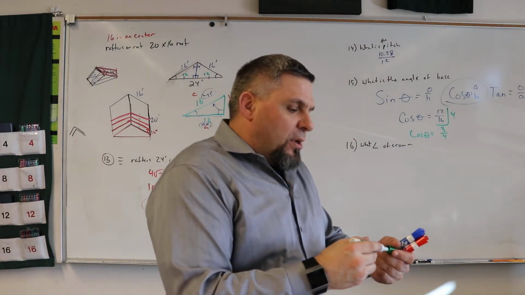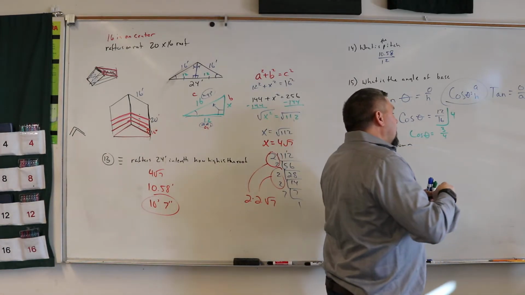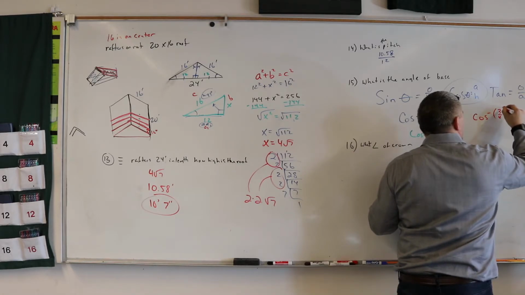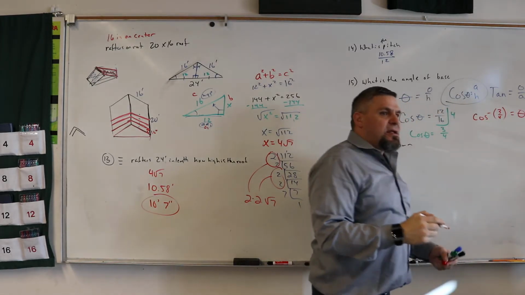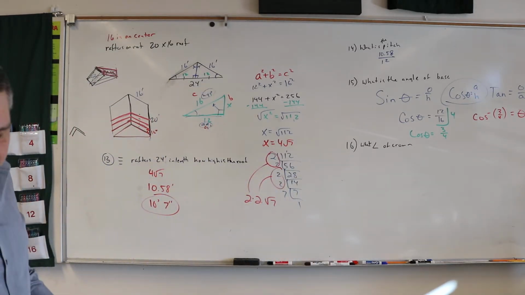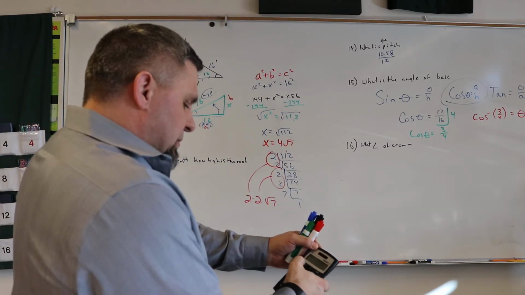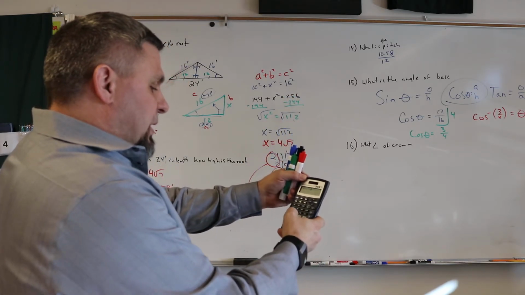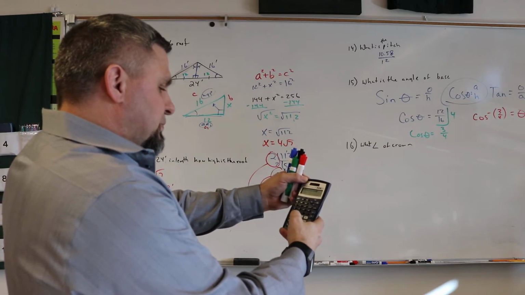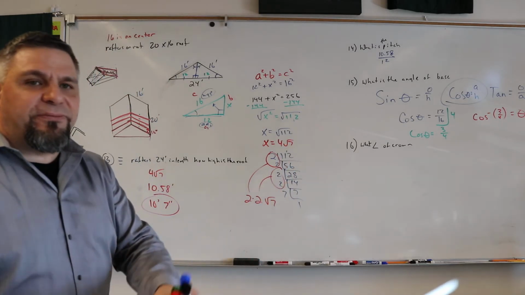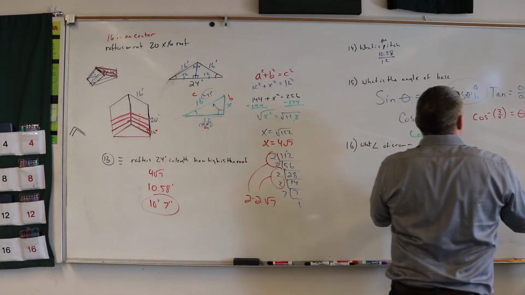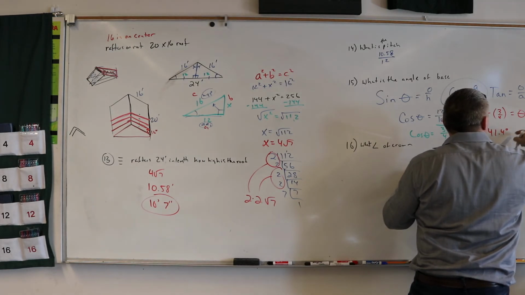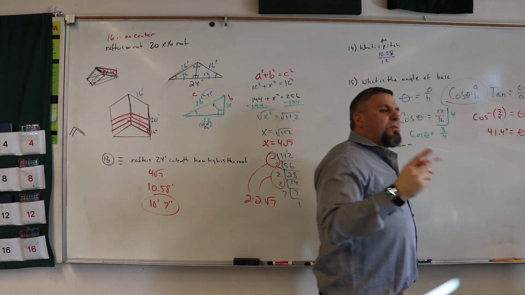Now, to find the angle, we do what's called the inverse cosine. And that's equal to the angle. And so now we can just take the inverse cosine of 3 divided by 4, and we get 41.4. So that means theta is 41.4.